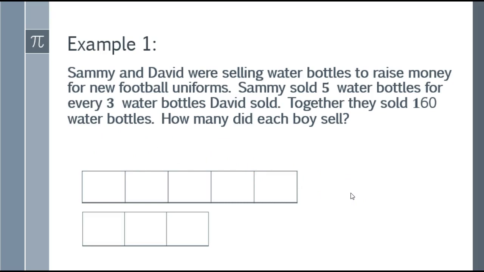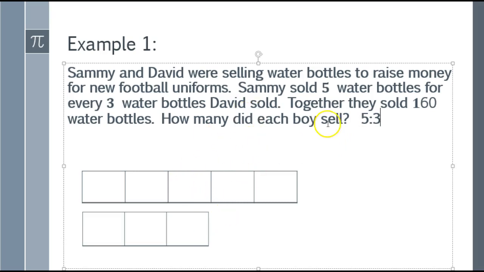Alright, so let's look at the solution. Sammy and David were selling water bottles to raise money for new football uniforms. Sammy sold 5 water bottles for every 3 water bottles David sold. Together they sold 160 water bottles. How many did each boy sell? So I'm starting out with my tape diagram with a 5 to 3. So I have a ratio of 5 to 3.